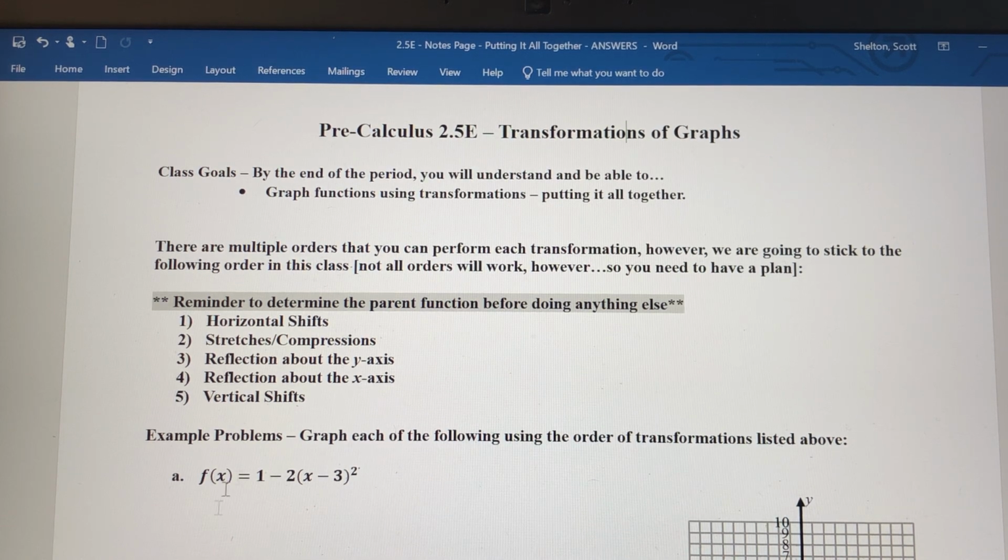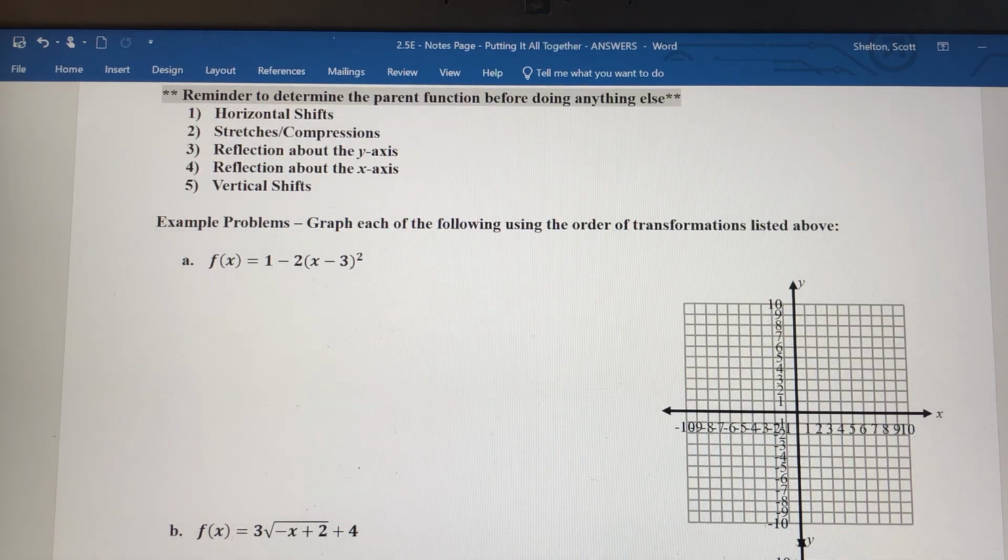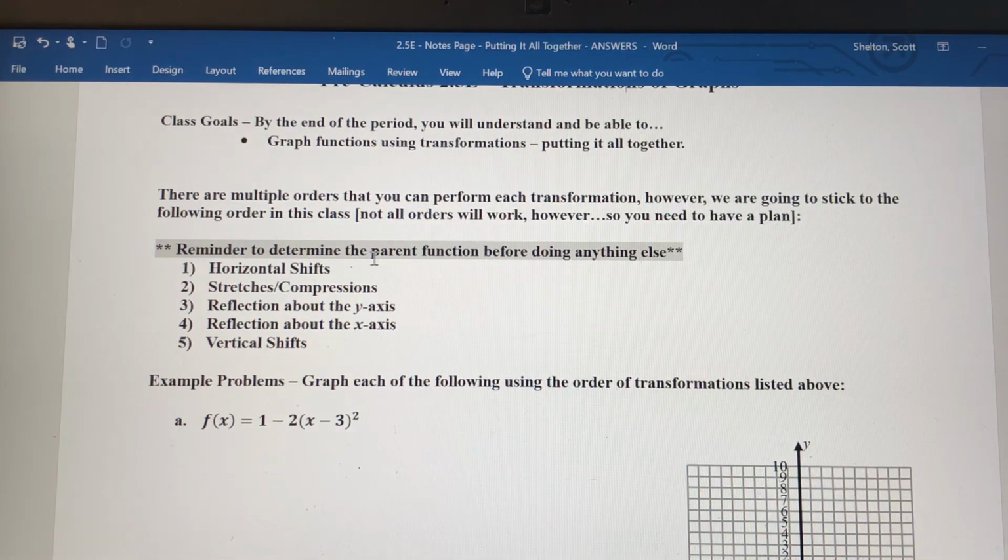So in our first example here, we've got a quadratic. It's important to note that your parent function is y equals x squared. Okay, and in our second example, we've got a square root function. So you've got to remember that your parent function is y equals radical x. Okay, so you always want to understand what your parent function is before you do anything else.